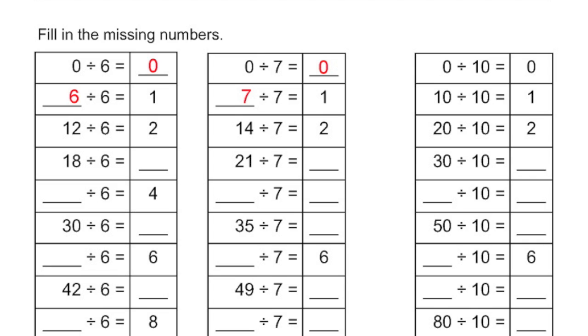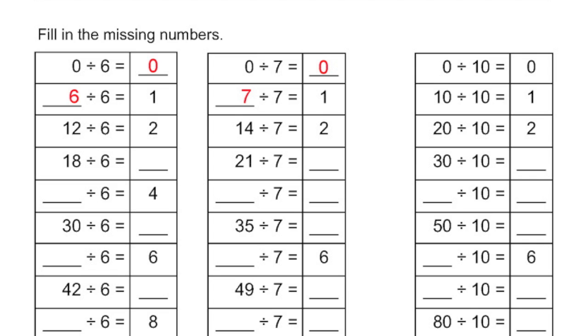I went ahead and gave you the next row. It's 12 divided by 6 is 2, 14 divided by 7 is 2, and 20 divided by 10 is 2. Hopefully you've noticed, especially in that first column, or all 3 columns, but in that first column it's a little bit easier to see, the answers on the right, you just go up by 1.